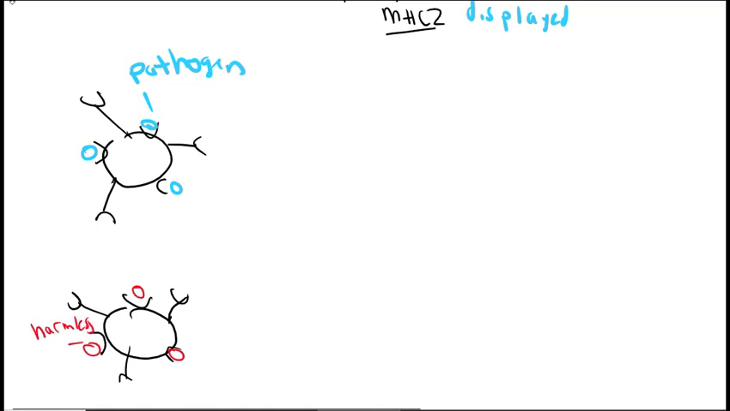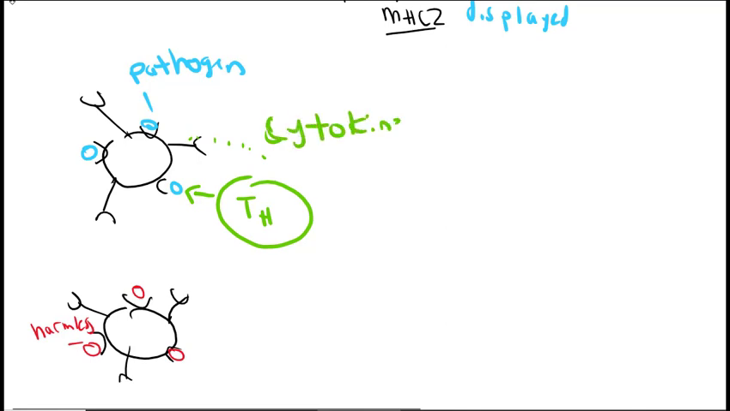Now is where the helper T cells are going to come into play. Here's a helper T cell. This helper T cell is going to recognize that this B cell is displaying a pathogenic antigen, and it's going to deliver cytokines. So cytokines are released, and these cytokines are going to activate the B cell.